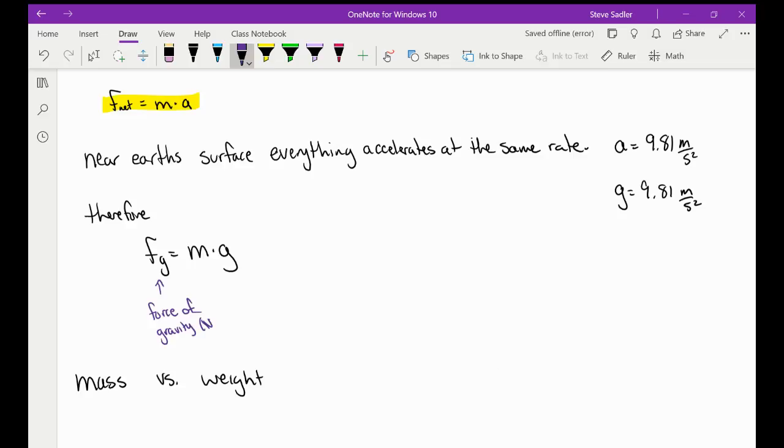So in this case, this is force of gravity, and that's in newtons. This is mass, and that's in kilograms. And this is acceleration due to gravity. It's a constant. It should be on your formula sheet, I believe, which is always 9.81 meters per second squared, or newtons per kilogram, same thing. Hopefully that makes sense. And that brings us to mass versus weight.